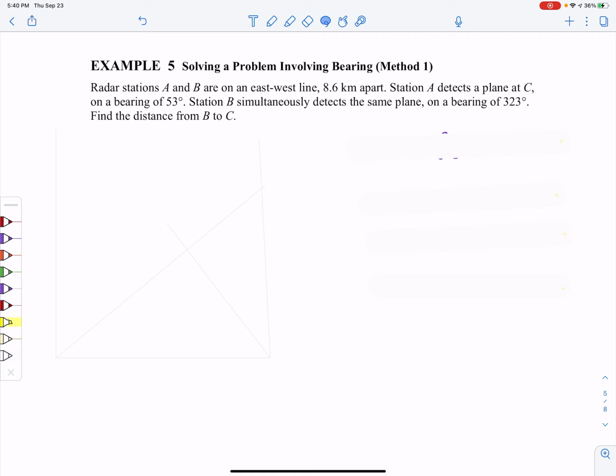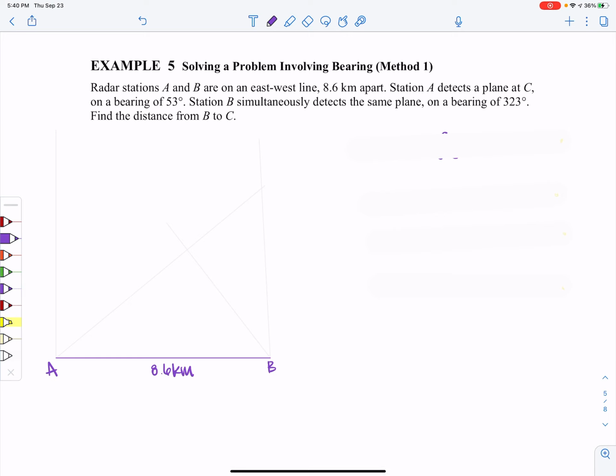And again, in this particular video, what's going to take the longest is the drawing of the pictures. The math doesn't take quite so long. It's the drawing of the pictures that takes a lot longer. All right, so in example number 5, we have radar stations A and B are on an east-west line, 8.6 kilometers apart. So the first thing I'm going to draw is my east-west line. It's 8.6 kilometers between my two stations A and B.